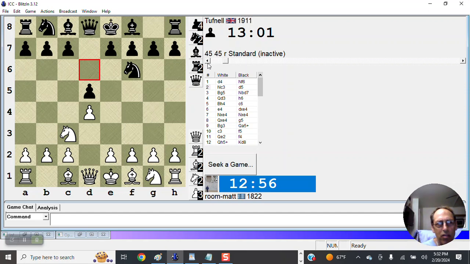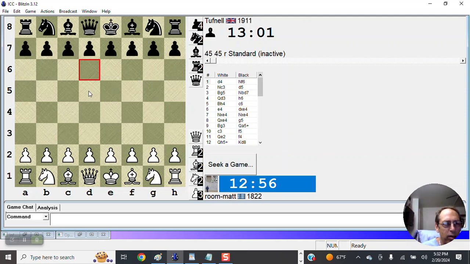So we see at the very beginning of the game that the knights are on B and G. The king and queen are on D and E. The rooks are on A and H. And the bishops are on C and F. And since this is a video, you can go back and play that over and over again.